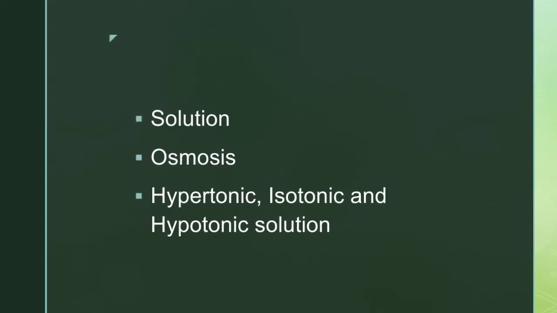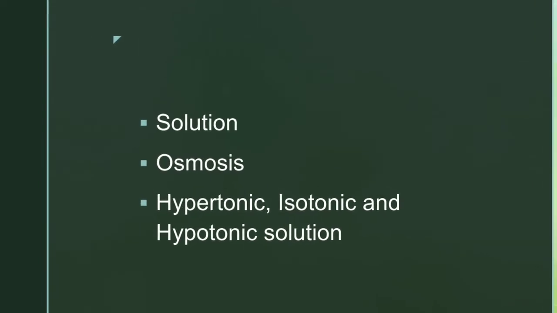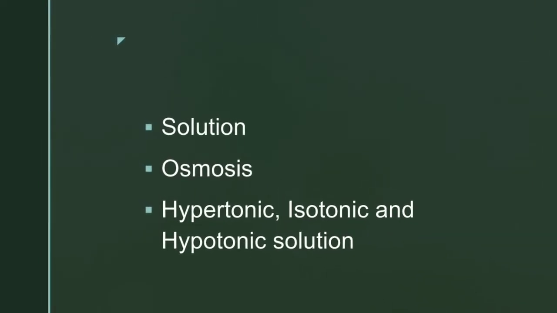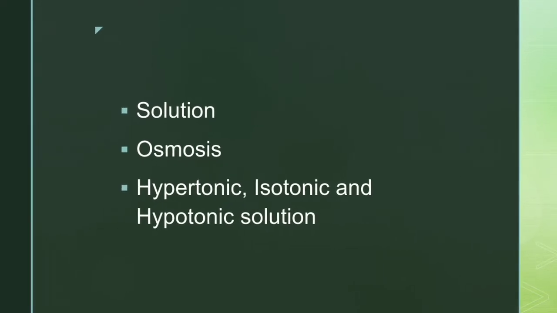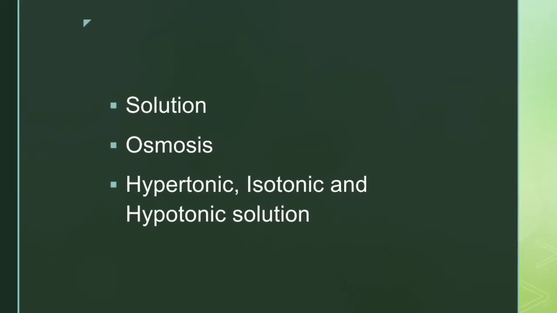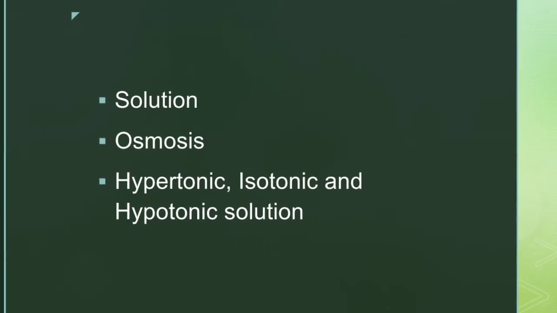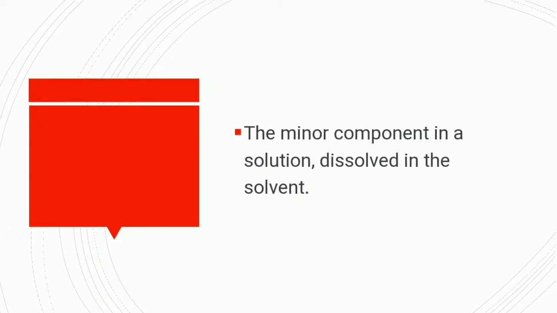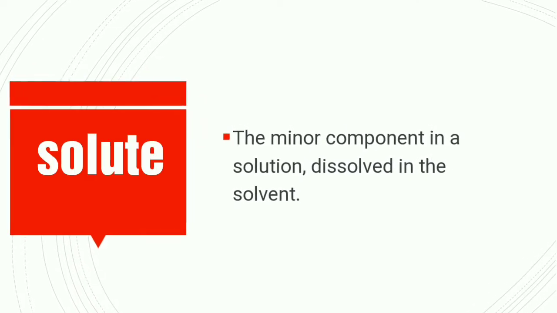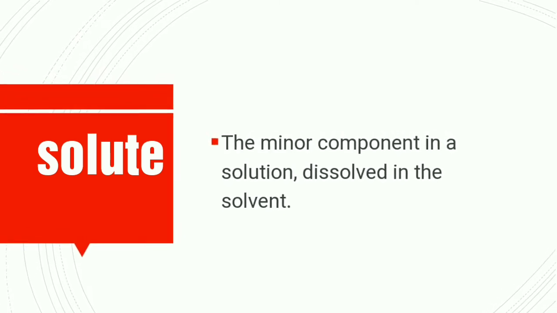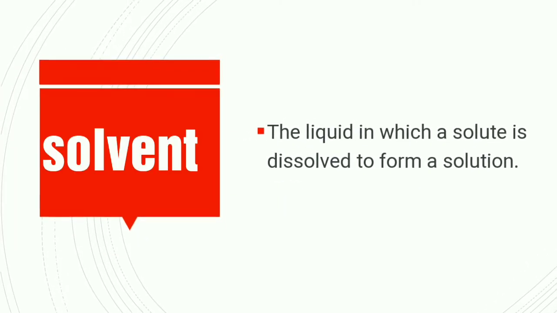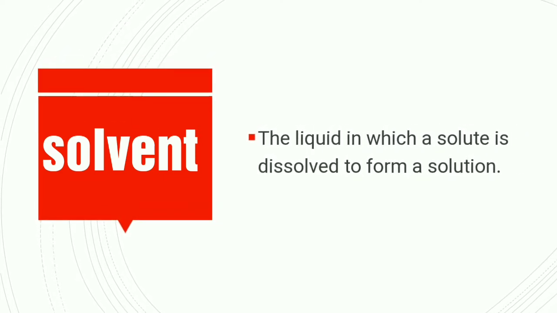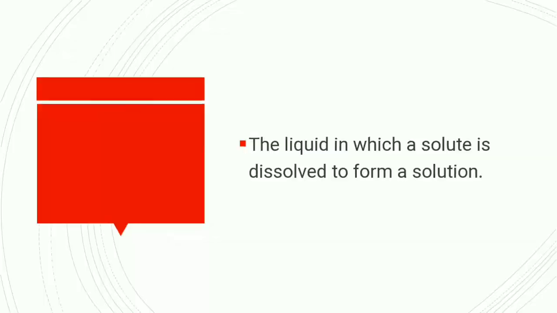Now we have to learn the second cell transport system, that is osmosis. This process also helps material to enter and exit the cell. But before osmosis, we have to learn about solution. So, we'll see what a solution is. It is solute plus solvent. Now, what is a solute? It is the minor component in a solution that is dissolved in the solvent. And what is a solvent? It is a liquid in which a solute dissolves to form a solution.